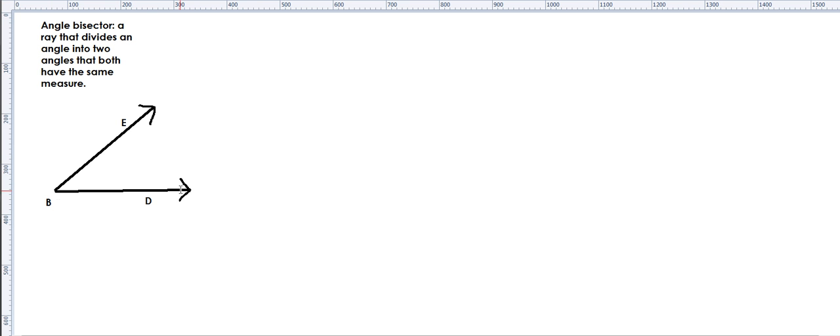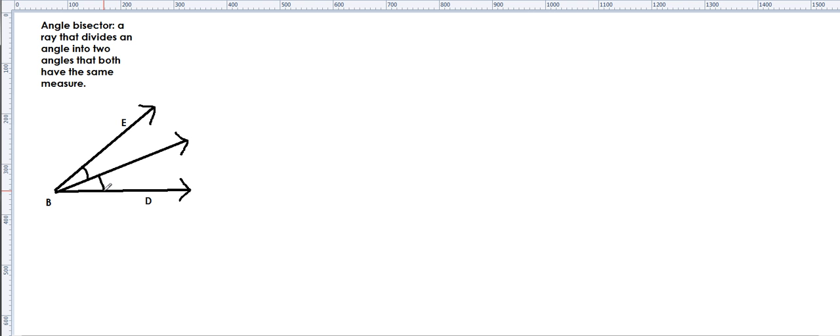Here I've drawn an angle, and I'm going to create an angle bisector. This isn't going to be necessarily 100% accurate, but you guys will get the picture. An angle bisector, like I said, is a ray. So I'm going to draw a ray, and that ray very specifically will cut this angle completely in half. That means that this angle and this angle are the same measure.